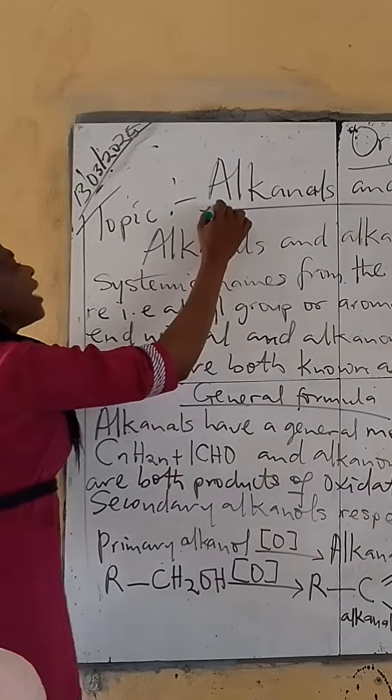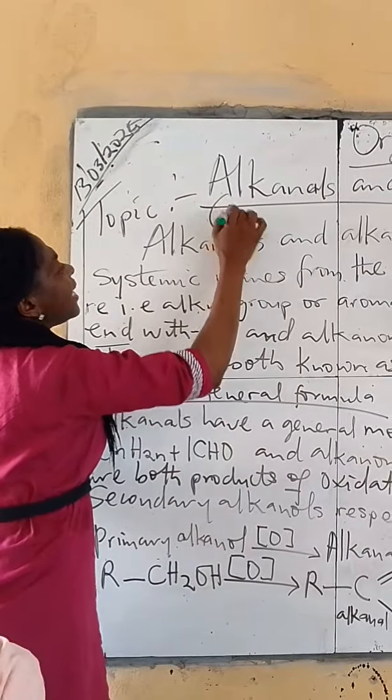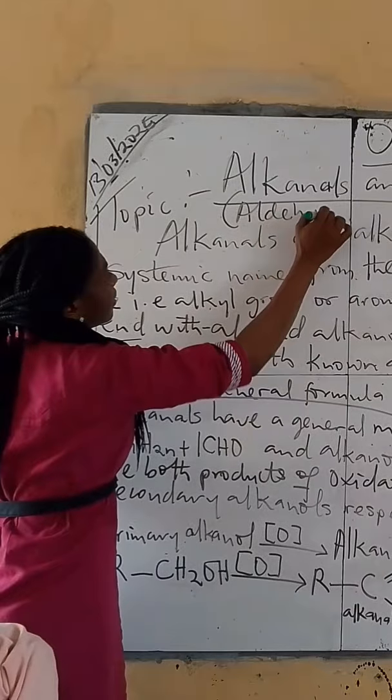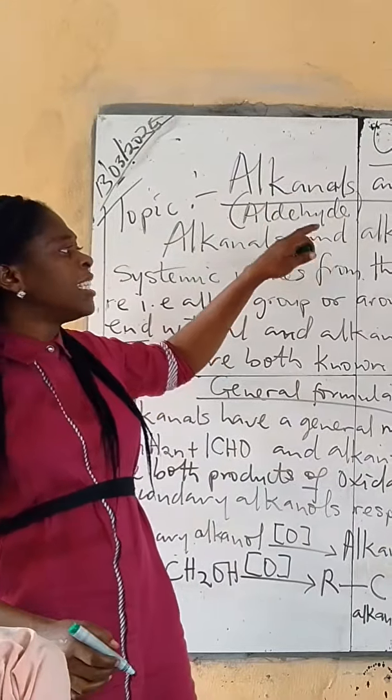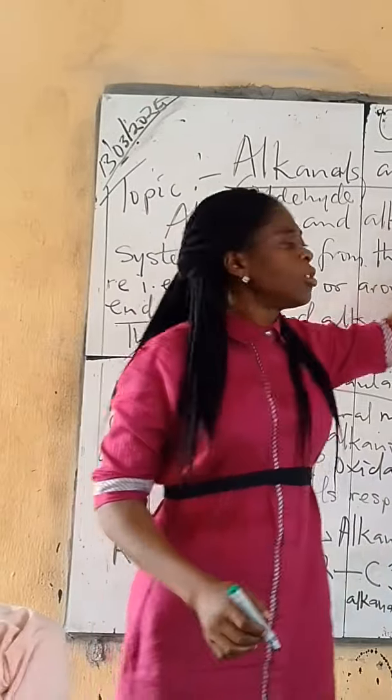Why are these known as alkanals? Aldehyde. So they can be used interchangeably, whether they call it alkanals or they call it aldehyde. Alkanones, ketones.